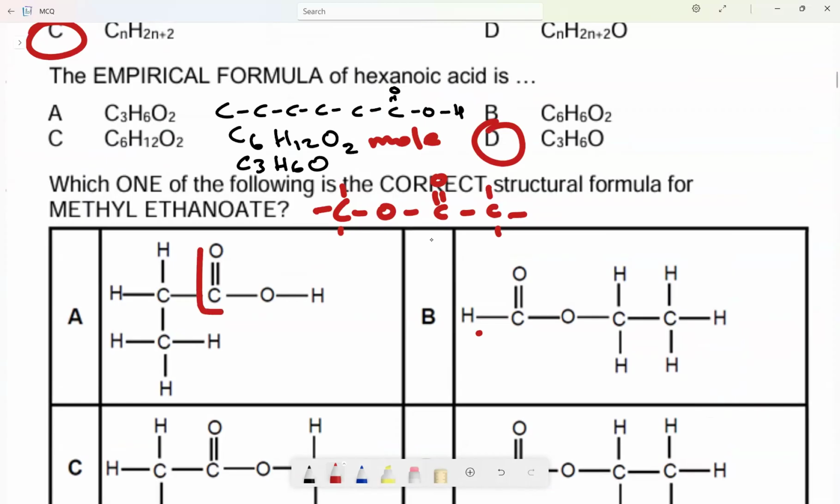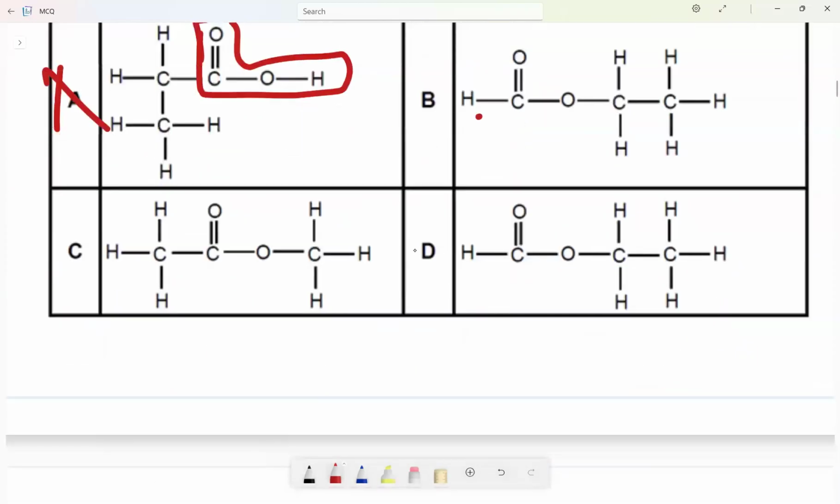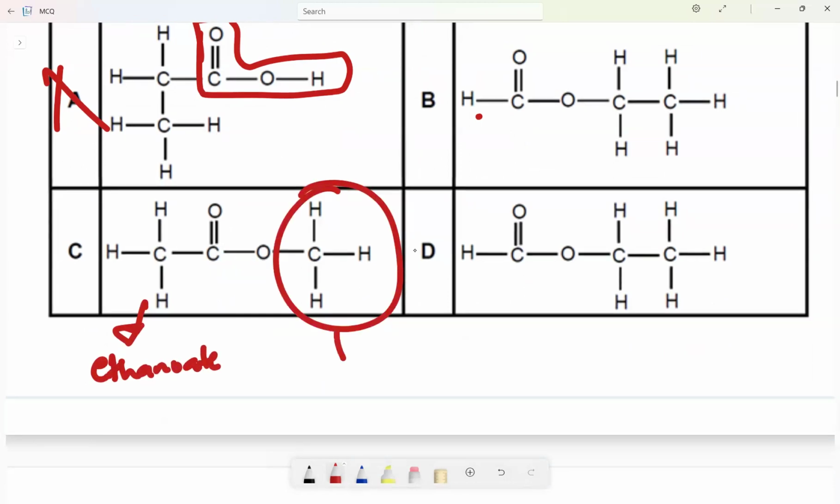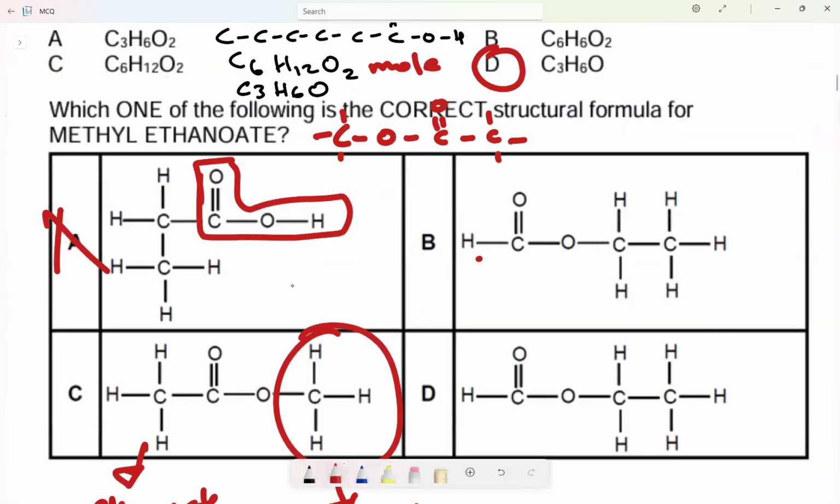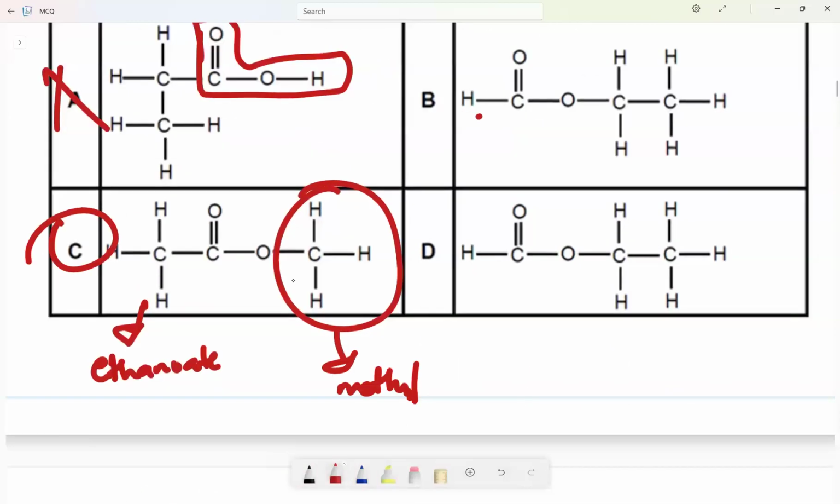This is a carboxylic acid. Can you see? It ends with a carboxyl group. When I look at this one, this is 2 carbons from the carboxylic acid. This is ethanoate. This is from an alcohol. It is methyl. Is it correct? Methyl ethanoate. Yes. So C is the most correct answer.